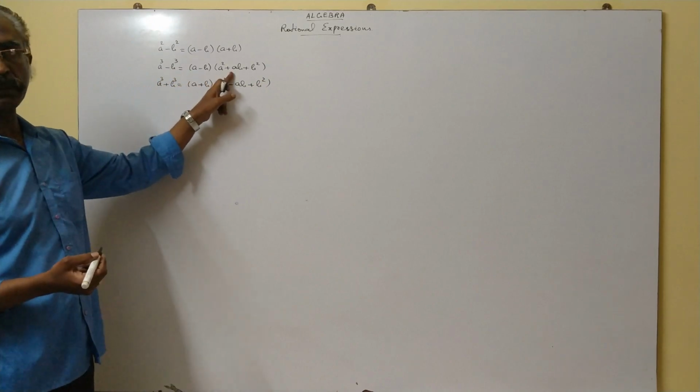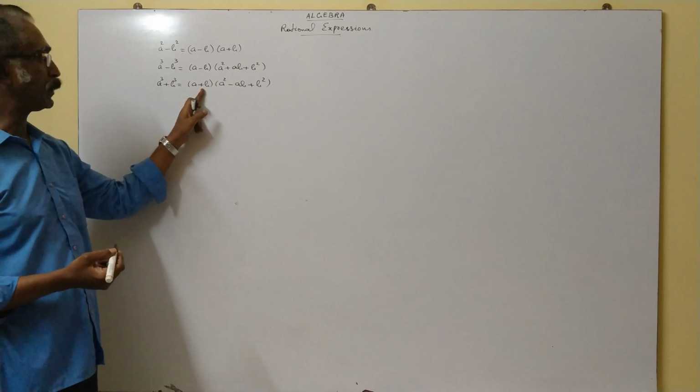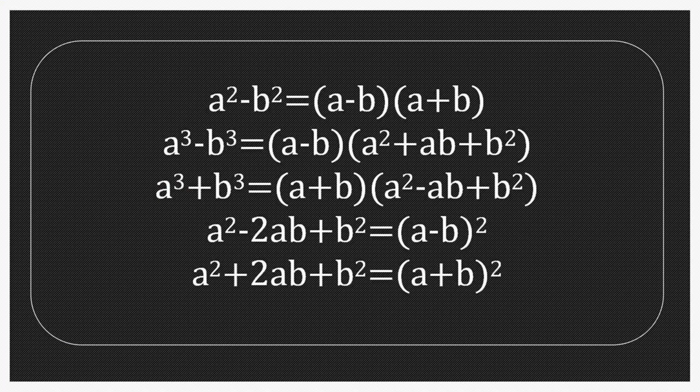While learning this formula, here minus means we are using a minus b. In the middle we are using plus. Like that, plus means we have to use what? A plus b, and the middle ab term is negative. Like that, a square minus 2ab plus b square equal to a minus b the whole square. Like that, a square plus 2ab plus b square equal to a plus b the whole square.